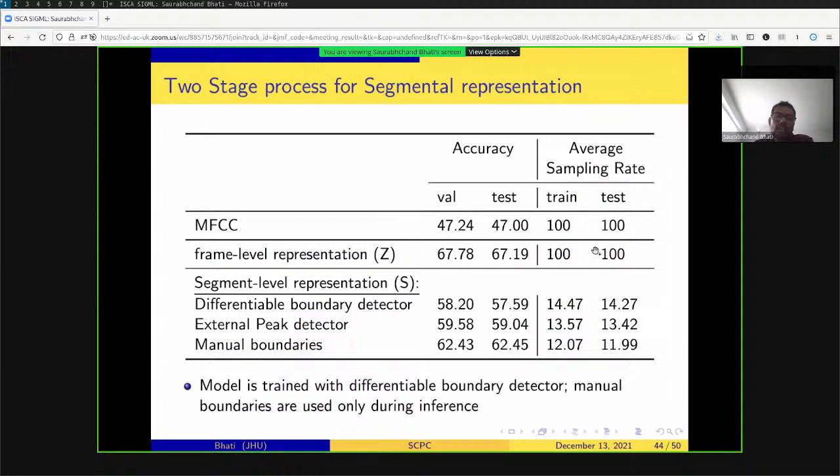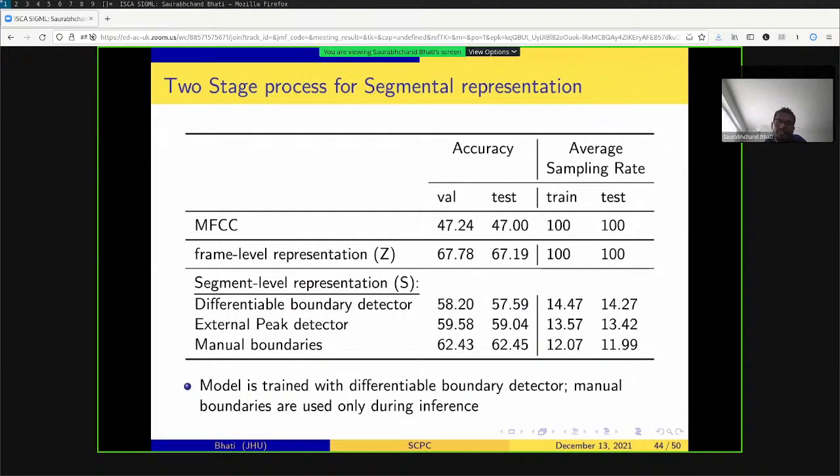But what we have done is we have reduced the average sampling rate from 100 to as low as 14. And why is it useful? Suppose we want to do some downstream task, say learn semantic word representation, which is a popular task on the Zero Resource 2021 challenge. Now, if you were to work at frame level representations, you have to process all these 100, versus if you were working at the segment level representations to go to something like word level, you now need much less compute to process the same amount of data.